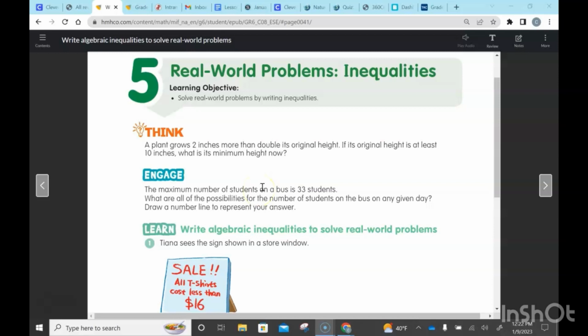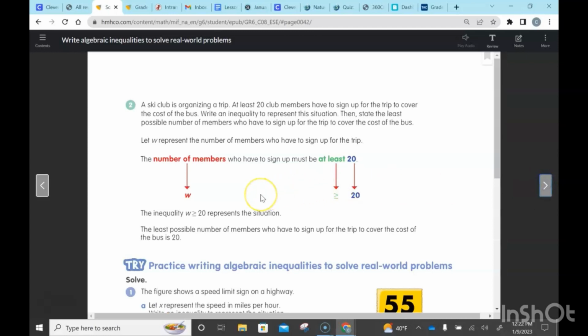Now let's go to the problem on page 94, number 2. And we're just going to talk through this. So it says a ski club is organizing a trip. And it says at least 20 club members have to sign up for the trip to cover the cost of the bus. And it says write an inequality to represent the situation, then state the least possible number of members who have to sign up for the trip to cover the cost of the bus. And it says let W represent the number of members who have signed up for the trip.